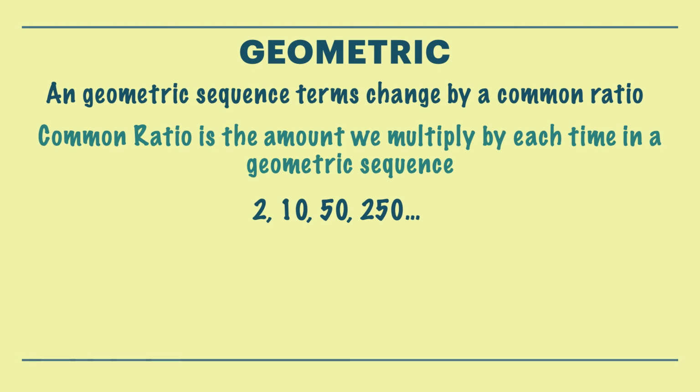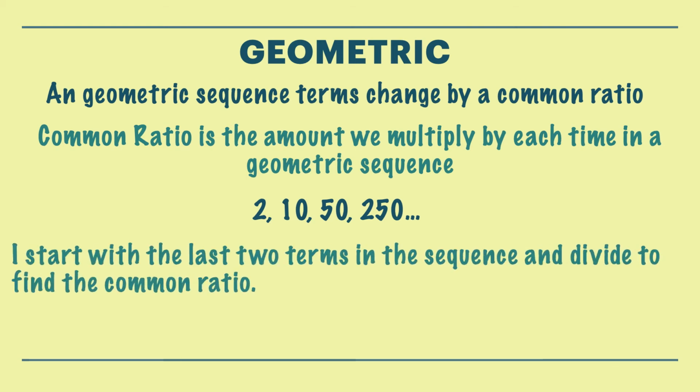Okay, so I've told you it's geometric, but how would I know? Well, I might be able to see in this one that I'm multiplying by something every single time, but what if I can't? Well, what I like to do is start with the last two terms, the ones on the right, and I'm going to divide to find the common ratio. In this case, the last two terms are 250 and 50. So if I do 250 divided by 50, I get 5.